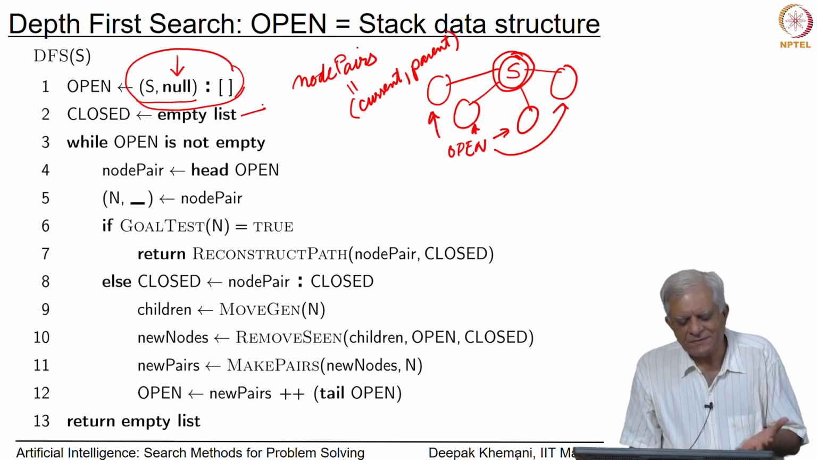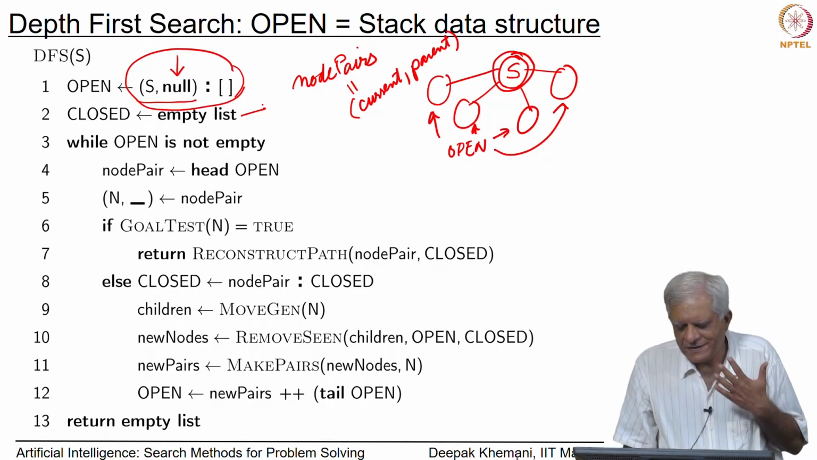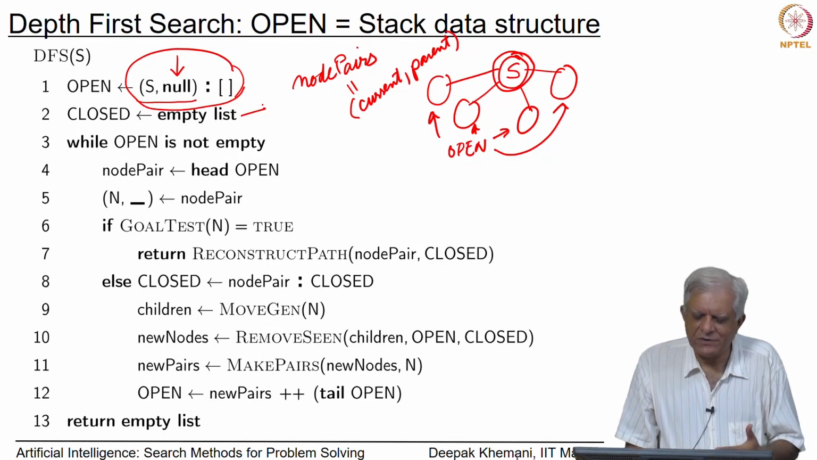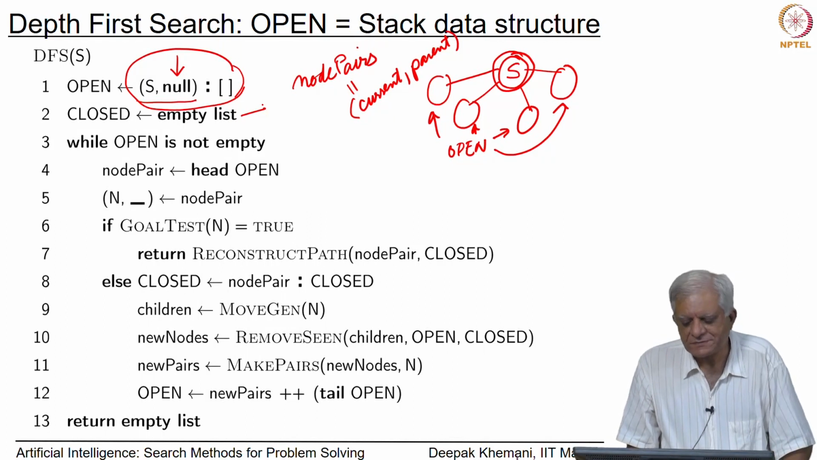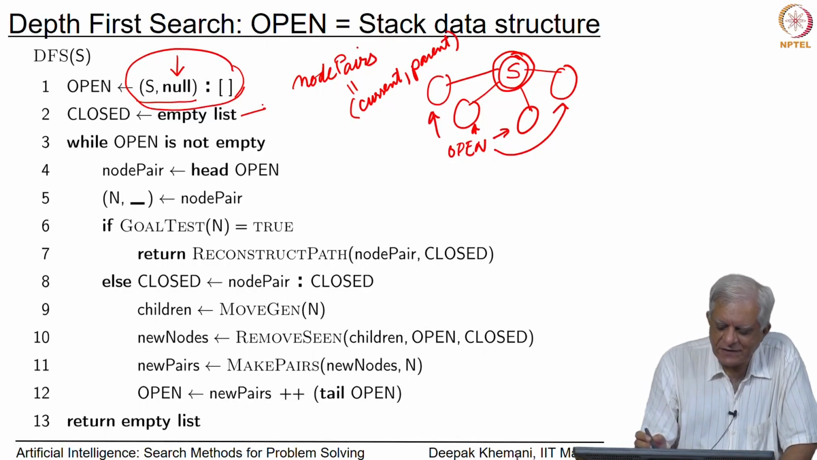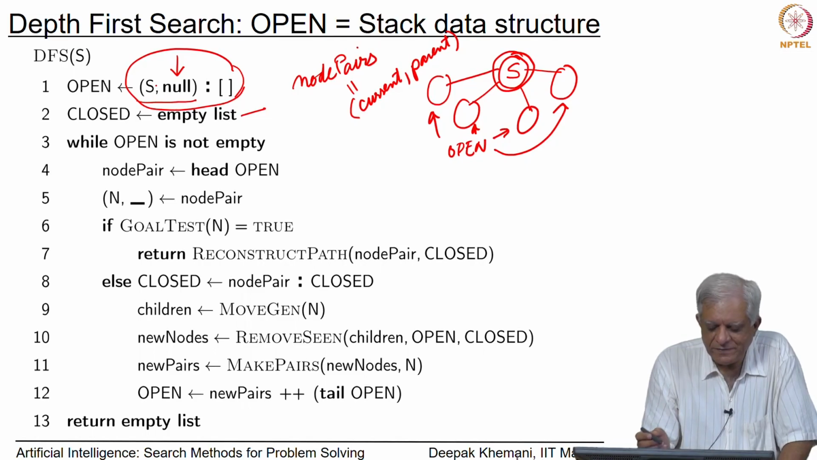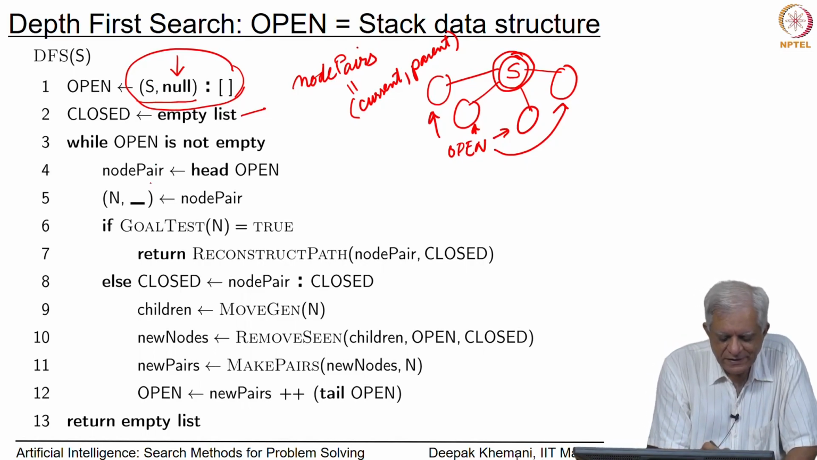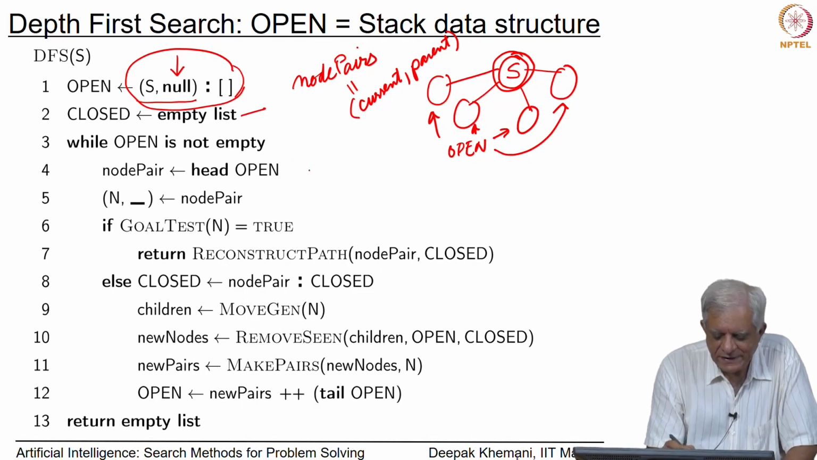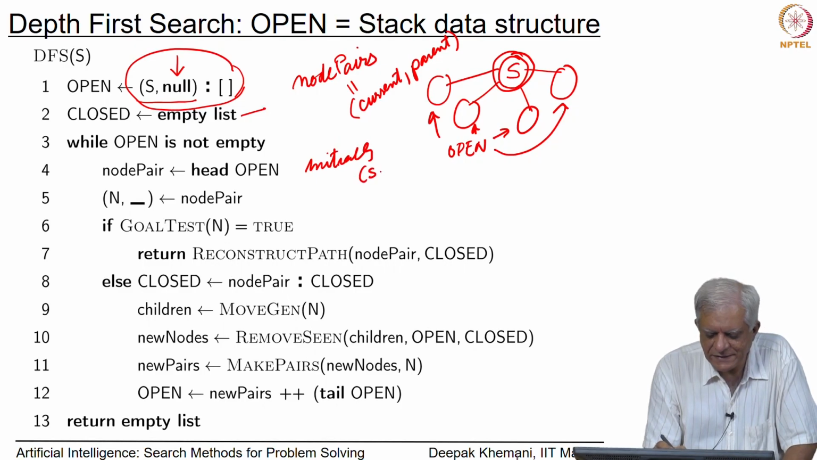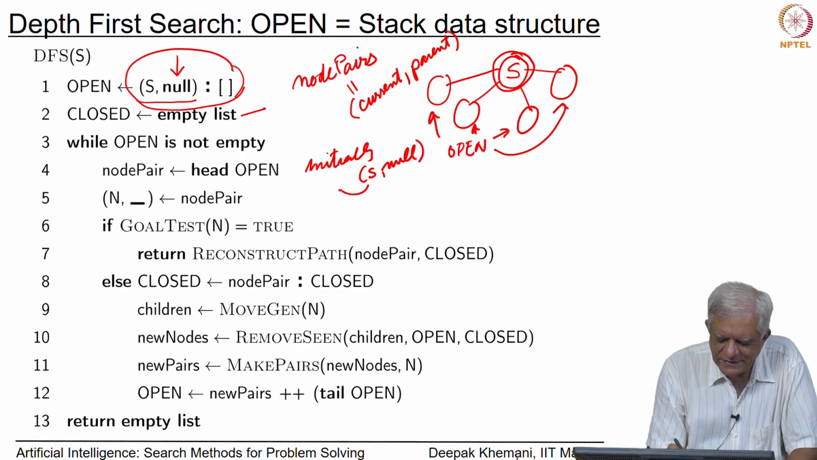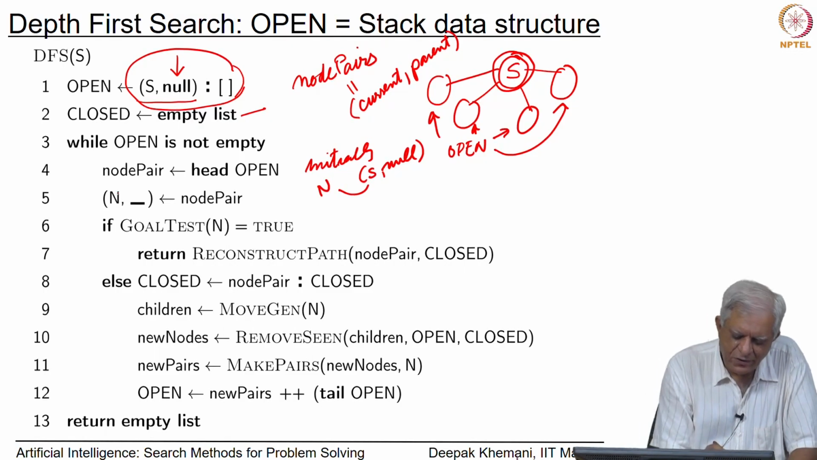Remember that the algorithm simply says generate and test: pick a node, test whether it is a goal or not. If it is not the goal, add its children to open. So, we will start off initially with only S in open. When we extract that node, we will get this S comma null, and this S is referred to by this variable n.